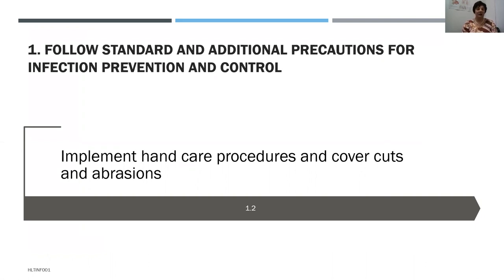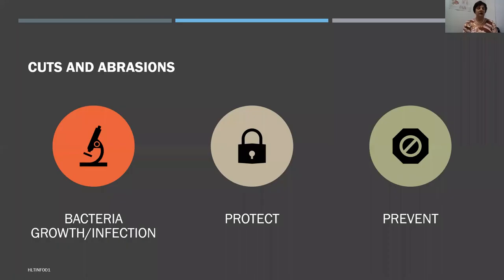Chapter 1.2, implement hand care procedures that cover cuts and abrasions. With cuts and abrasions, we have to consider that there is bacteria around and that it grows. Sometimes if you put gloves on, that's an ideal environment for bacteria to grow because it gets all sweaty and horrible inside your glove. So if you've got any cuts or abrasions on your fingers or hand, you have a high possibility of getting an infection because of the ideal environment within gloves. So how do we protect?